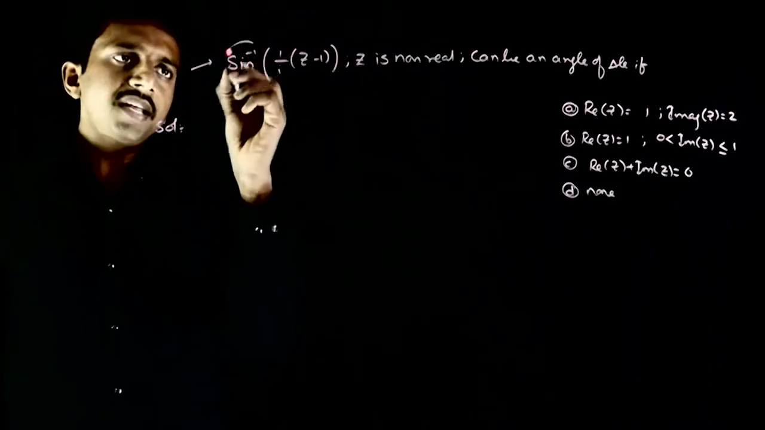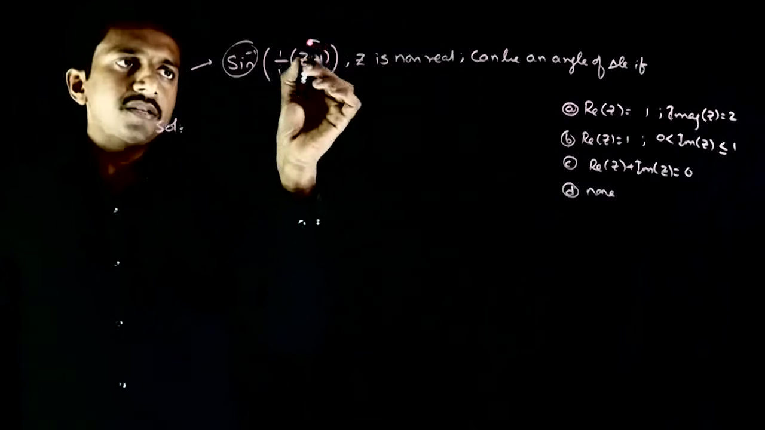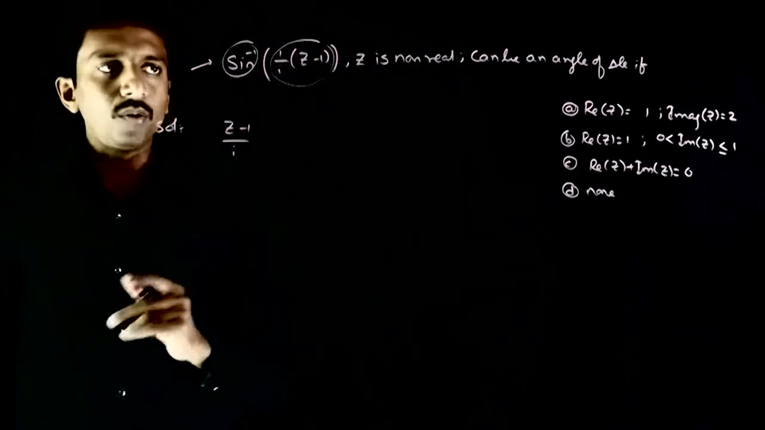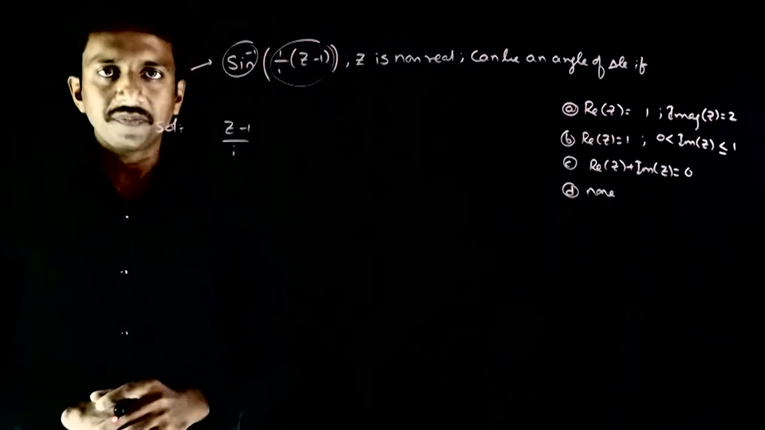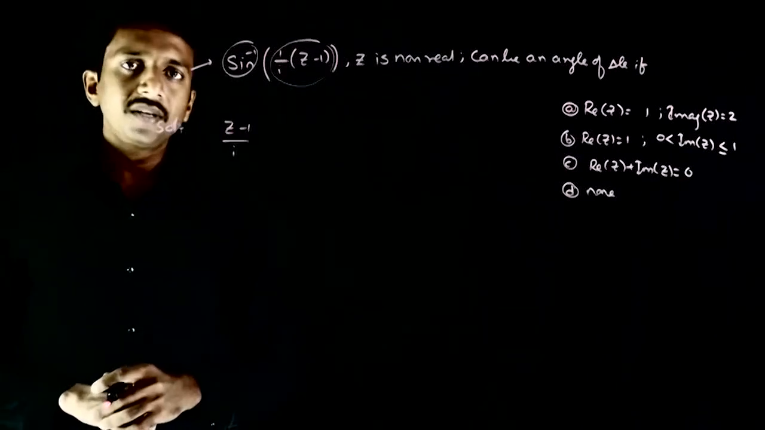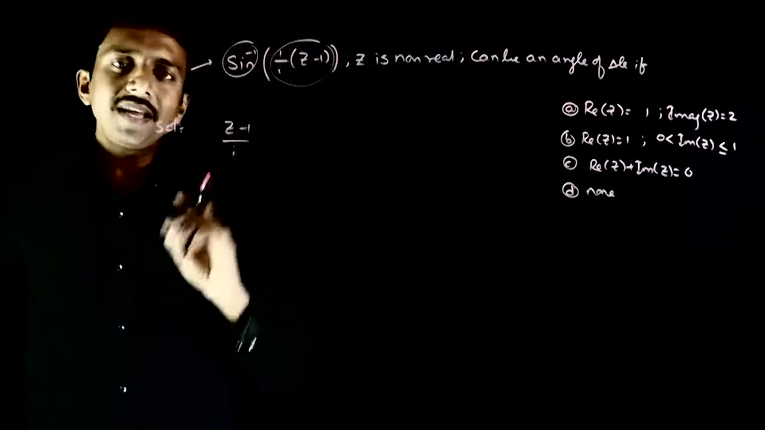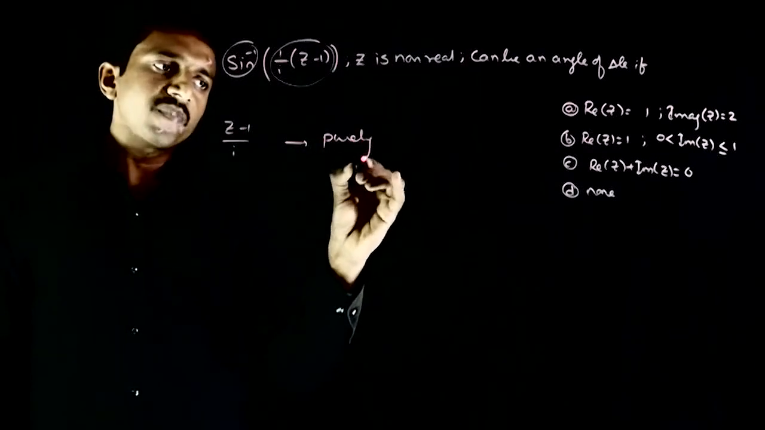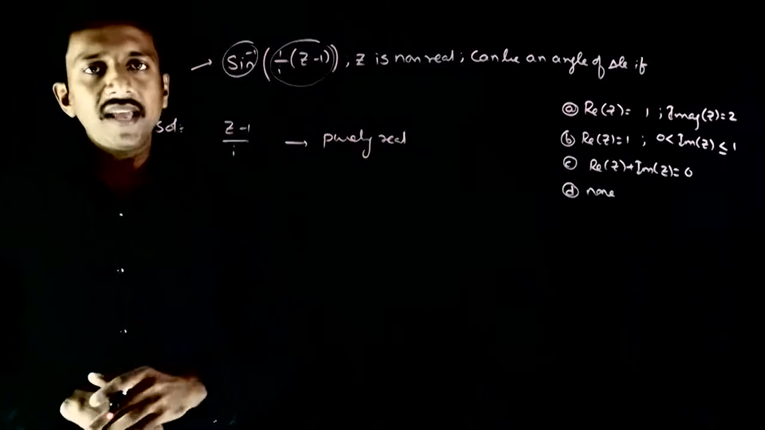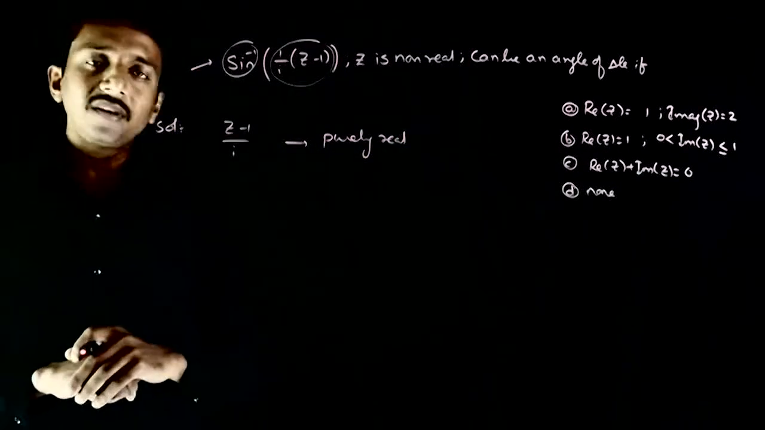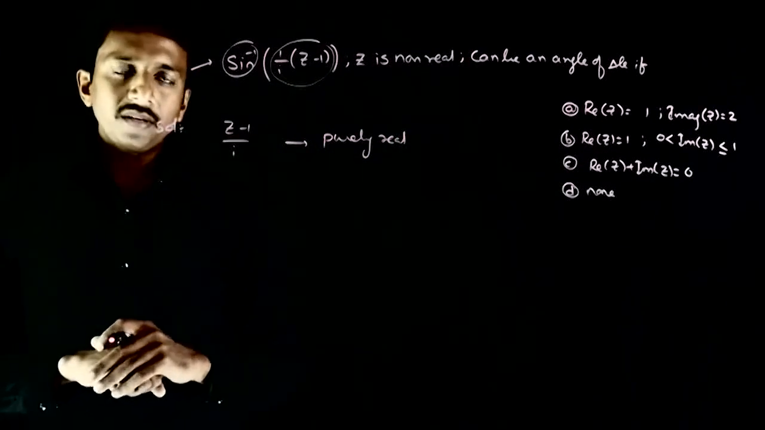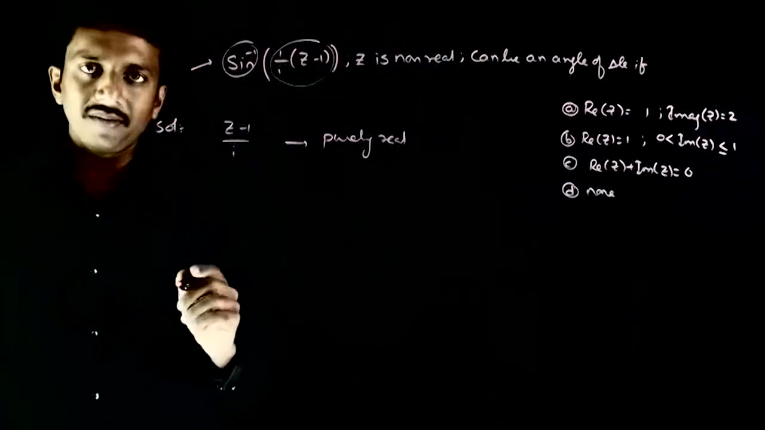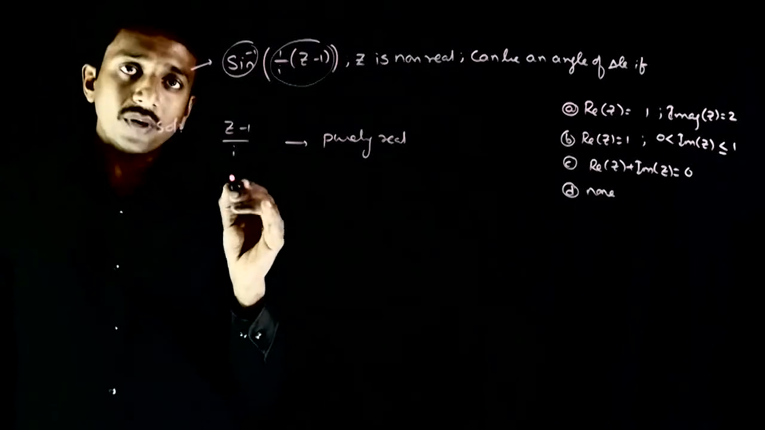So sin inverse function के अंदर (z minus 1)/i is going inside my sin inverse function. So one of the conditions that needs to be valid is (z minus 1)/i has to be purely real, because sin inverse is defined only for real numbers. So अगर (z minus 1)/i has to be purely real, so what is the condition?